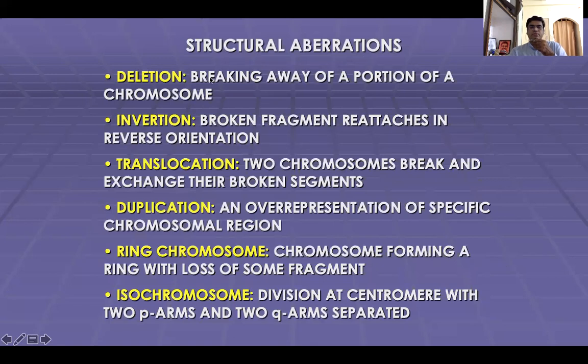Structural aberrations include deletion, that is breaking away of a portion of the chromosome; inversion, where the broken fragment reattaches in reverse orientation in the same chromosome; translocation, where two chromosomes break and exchange their broken segments; duplication, an overrepresentation of a specific chromosomal region; ring chromosome, a chromosome forming a ring with loss of some fragment; and isochromosome, division at the centromere with the two p arms and two q arms separated, which you call isochromosomes.